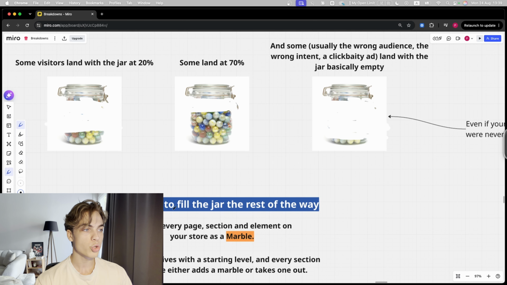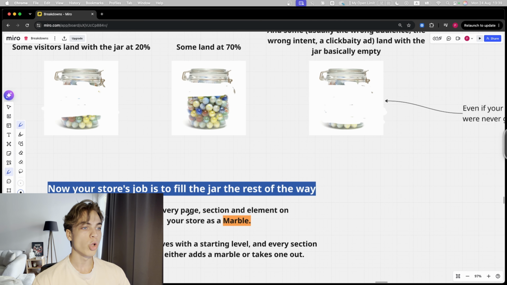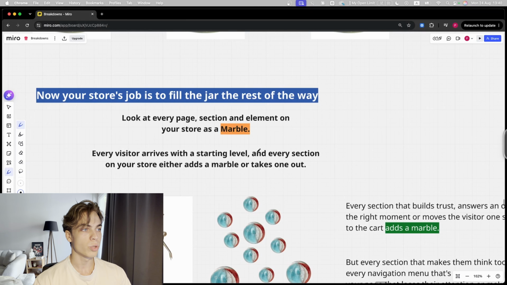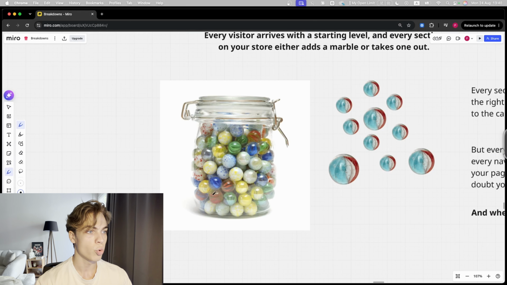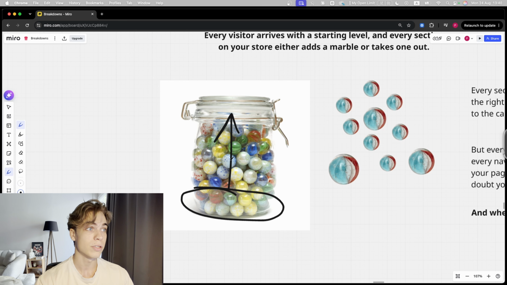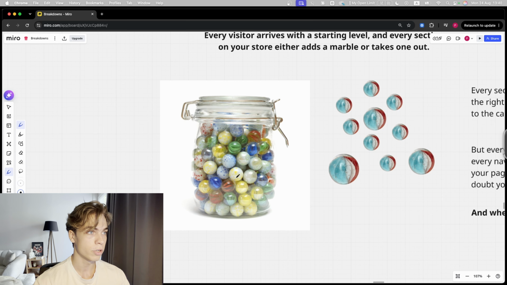Now, your store's job is basically to fill the jar the rest of the way, to fill the rest that is empty, right? So look at every page, section, and element on your store as a marble, right? Every visitor arrives with a starting level, and every single section of your store is going to either add a marble or take a marble out. So as I said, if it's only 20% filled, then you have a big job to do. You need to fill like 80% of the jar, right?